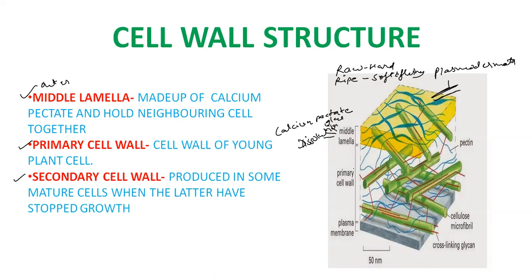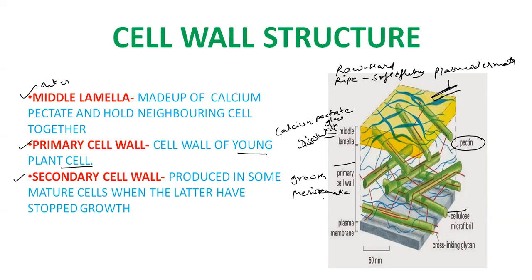Then below the middle lamella, primary cell wall is present. This primary cell wall is found in young plant cells where growth takes place, where meristematic cells are found. Also, it is made up of cellulose, hemicellulose, and pectin. This pectin fiber helps cellulose and hemicellulose to bind together, so it provides strength.